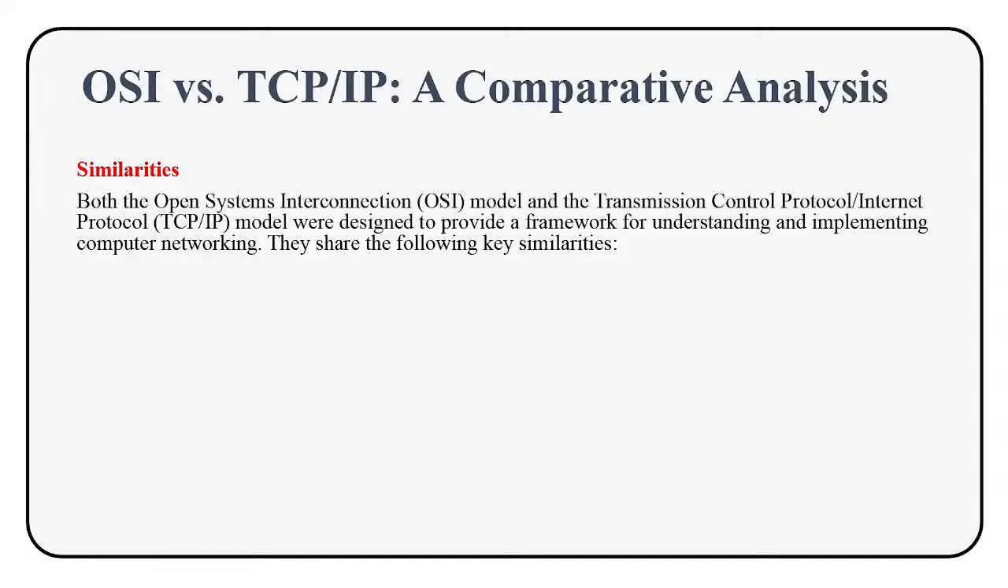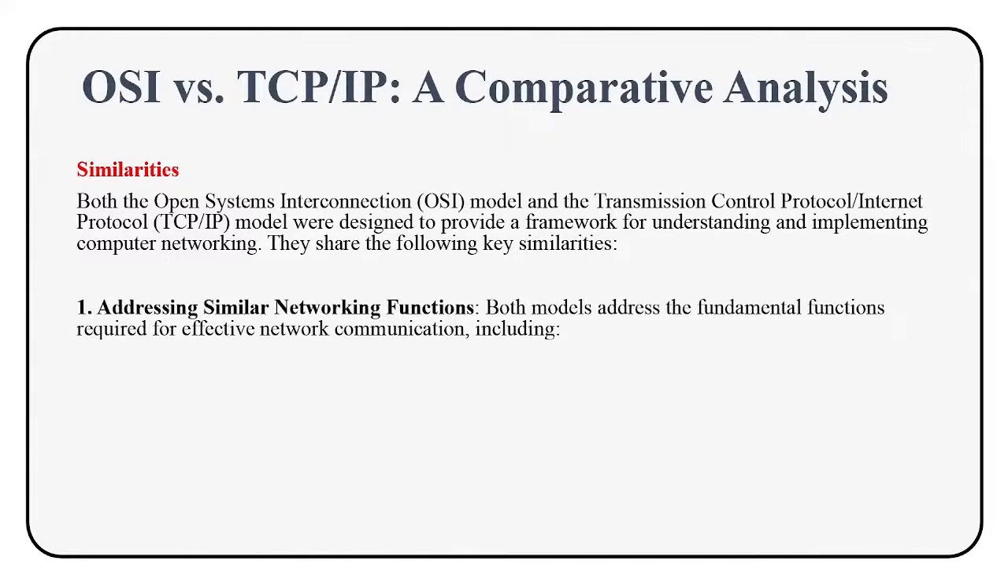Both the Open System Interconnection, that is the OSI, and the TCP/IP, that is the Transmission Control Protocol and Internet Protocol model, were designed to provide a framework for understanding and implementing computer networks. So that was the common objective of both, either the OSI or the TCP/IP. Then the first similarity is addressing similar networking functionalities. Both models address the fundamental functions required for effective network communication.